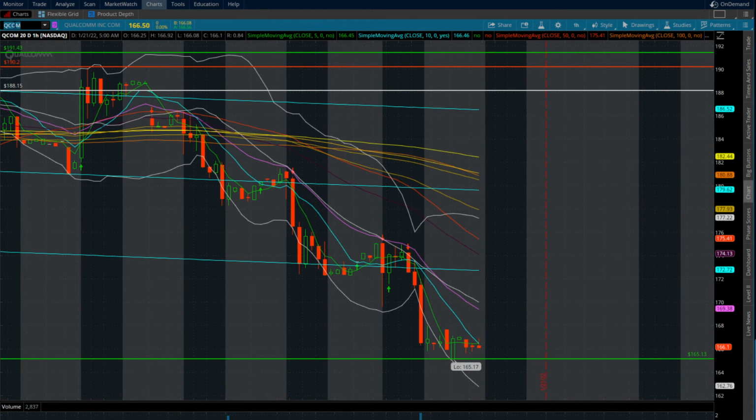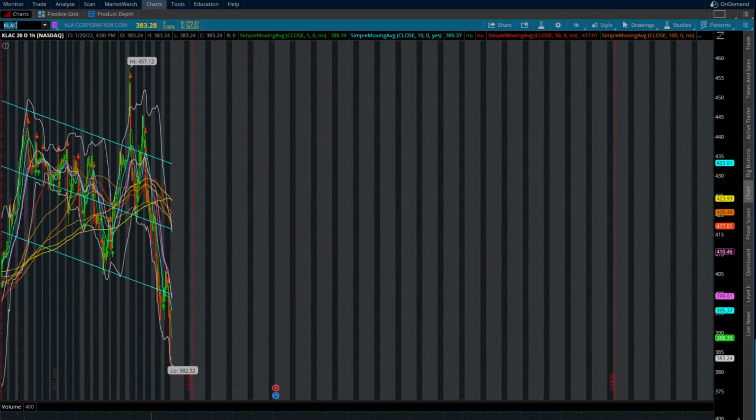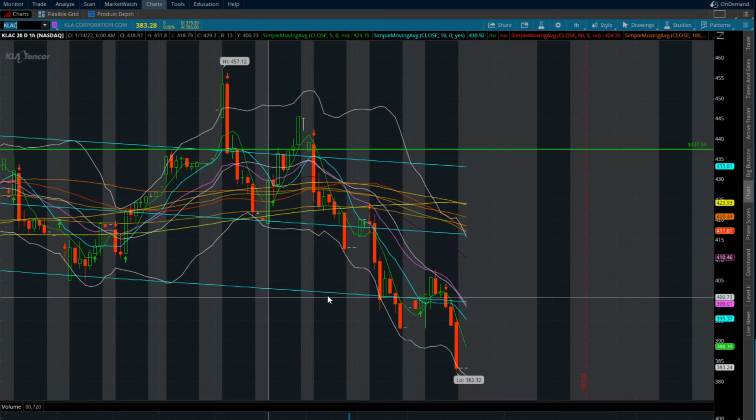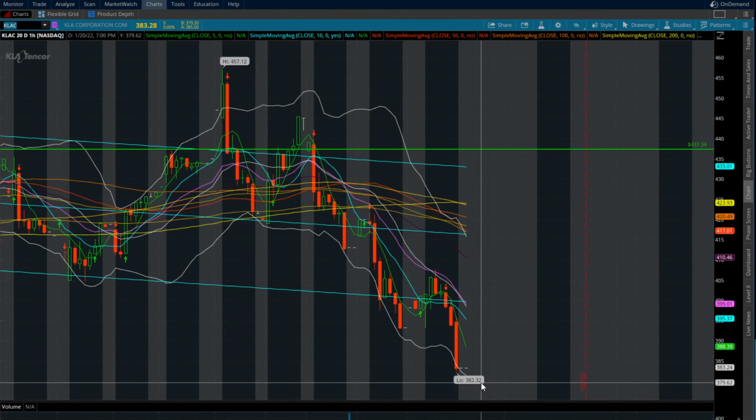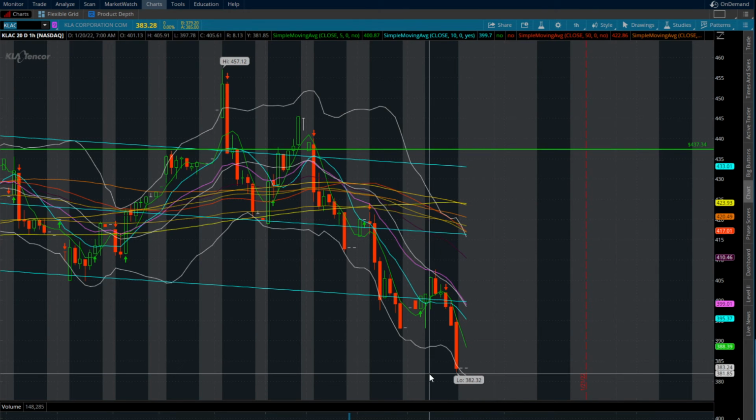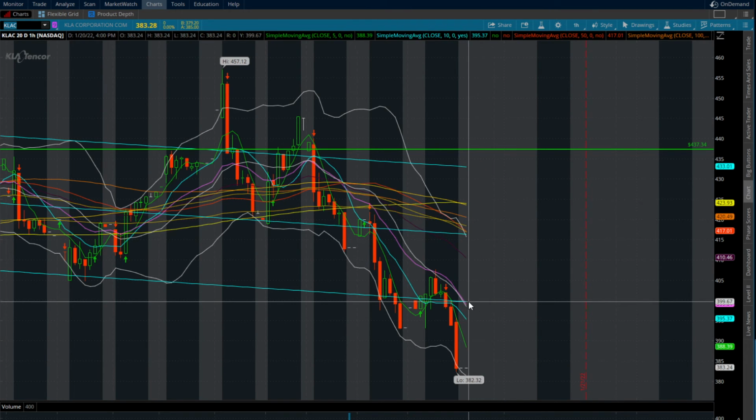AMD, Nvidia, Qualcomm. Which other ones do I like to trade? Let's take a quick look at CLAC. I know a lot of you guys don't trade CLAC, but this is also in the semiconductor space. 382.32. This is going to be the short to the downside. What we're looking for here, 399. Let's call it 400 for the sake of the video. It would really need to get back over 400.